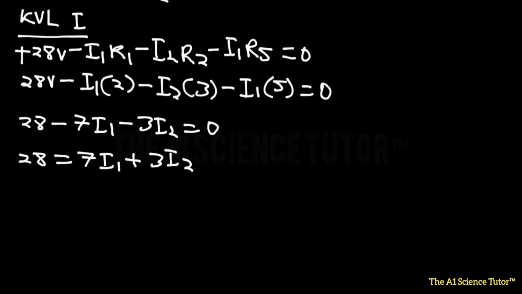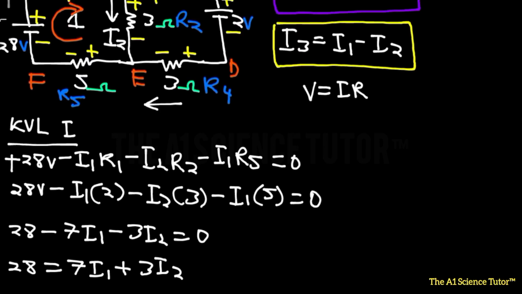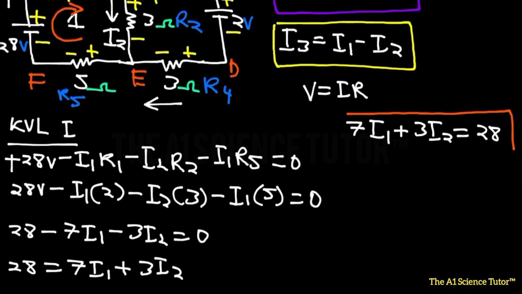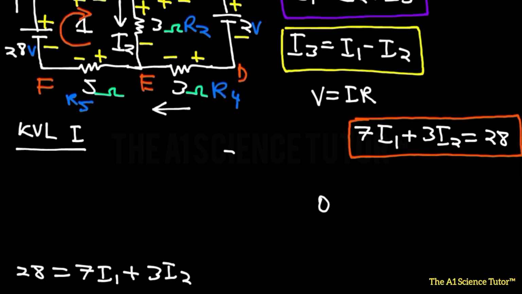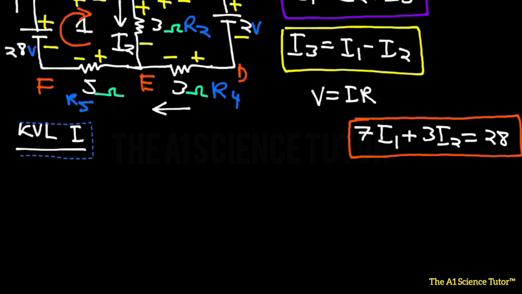Now you could rewrite it this way. So this will be 7 I1 plus 3 I2, and that will be equal to 28. So this is the first equation. What that means is the first loop creates a first equation, and the second loop is going to create another. So you're just going to use the method of simultaneous equations to find out the value of all the unknowns. So right now we're going to the second loop.